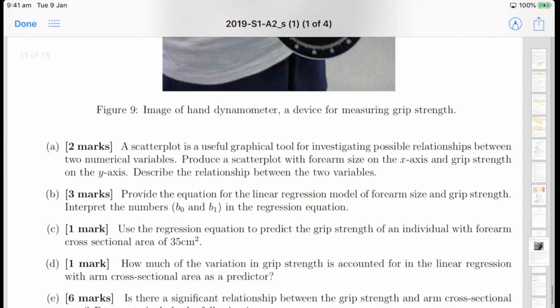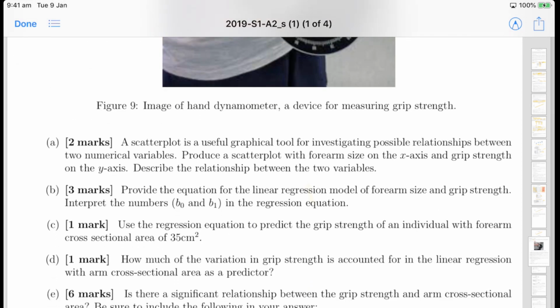What is the question asking us? A scatter plot is a useful graphical tool for investigating possible relationship between two numerical variables. Okay, scatter plot for two numerical variables. Produce a scatter plot with forearm size on the x-axis and grip strength on the y-axis, and then describe the relationship between these two variables.